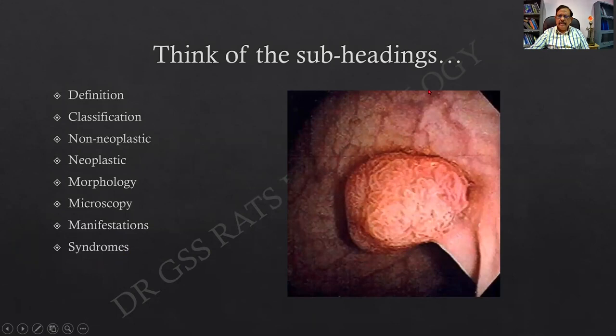Think of the subheadings. The subheadings will take you to the answer. And these are the panel of subheadings that we should have in mind. This incidentally is a picture of a polyp. Have it in mind. We shall be repeatedly seeing it.